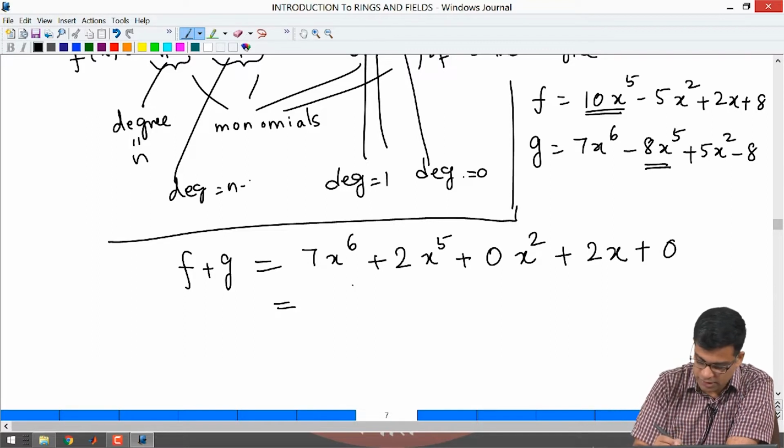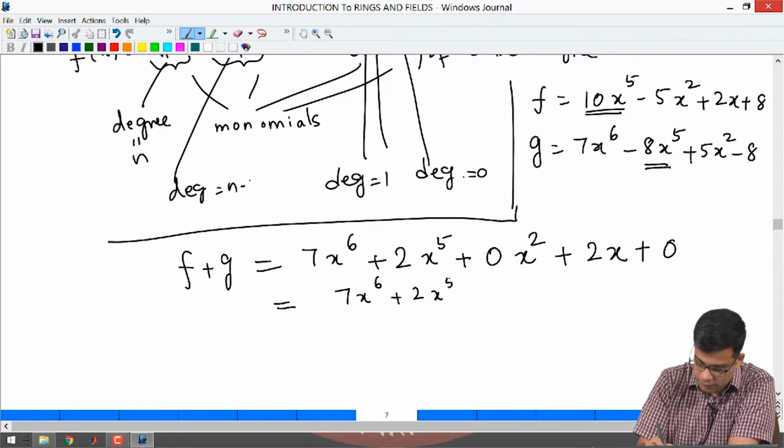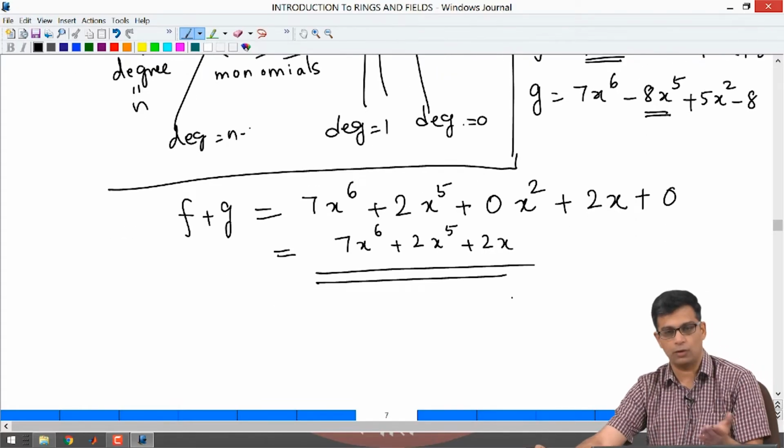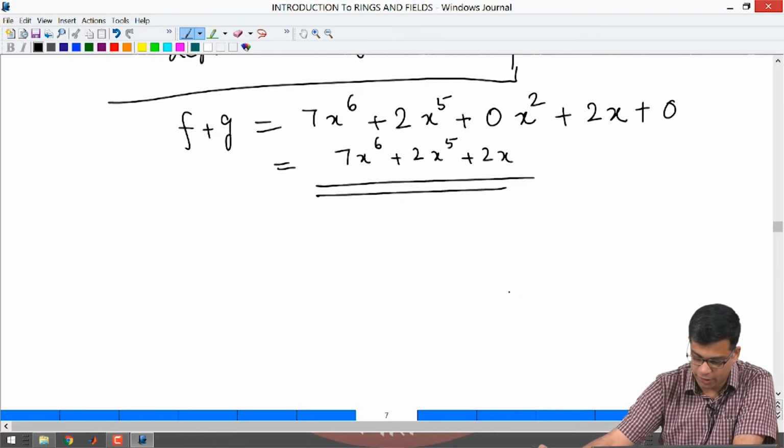So, f plus g is actually just 7x^6 plus 2x^5 plus 2x. Okay. So, that is f plus g. So, you understand how to add two polynomials. We simply add like terms.